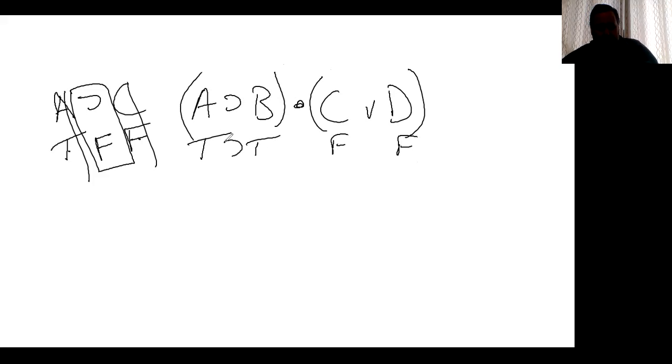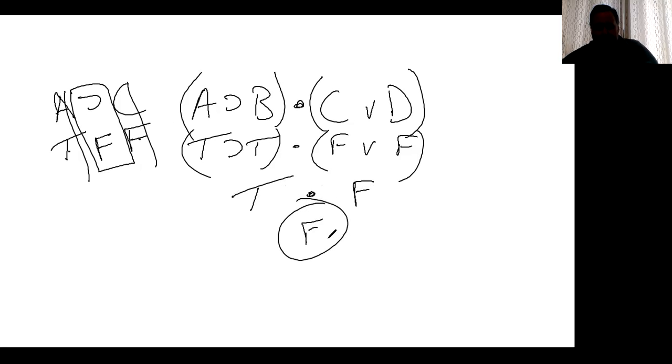Then we can go ahead and write this back out here like this. So we've now replaced these values. Well, we know F wedge F is false, right? And we know true horseshoe true is true. So we now have true dot false, and true dot false is false. So we can determine that this is a false statement if we know the truth value of all the parts.